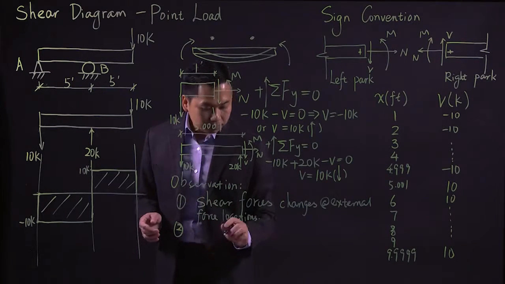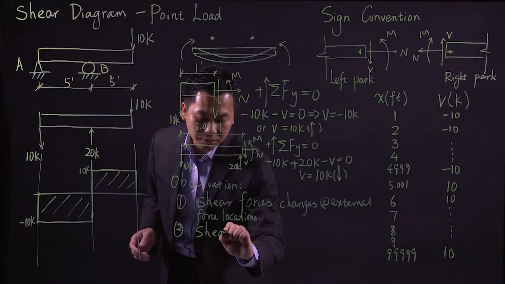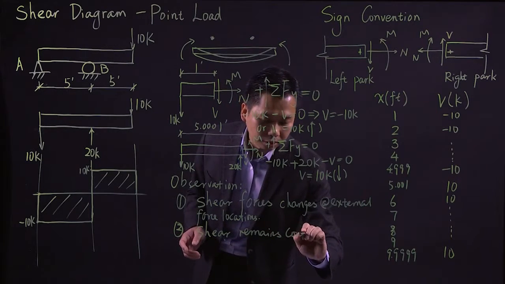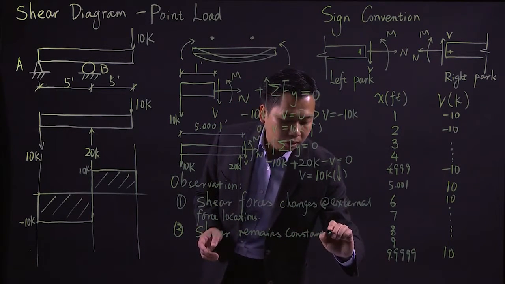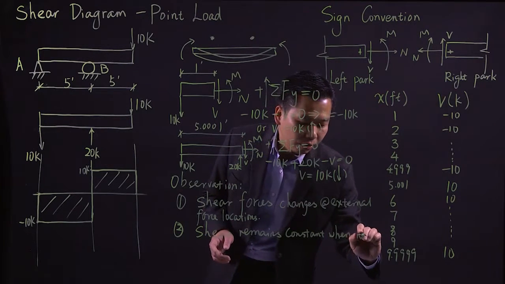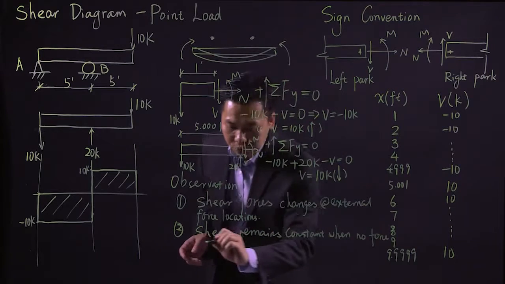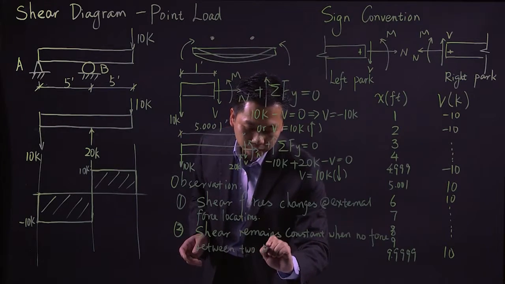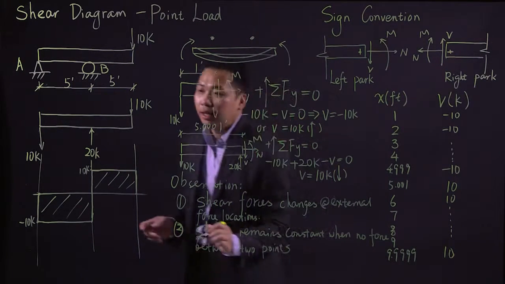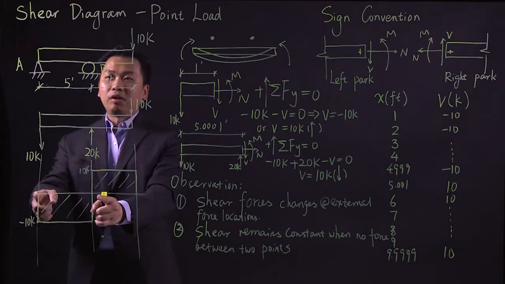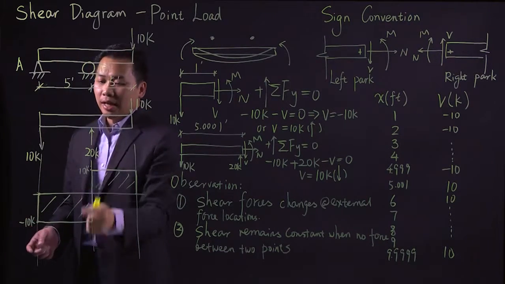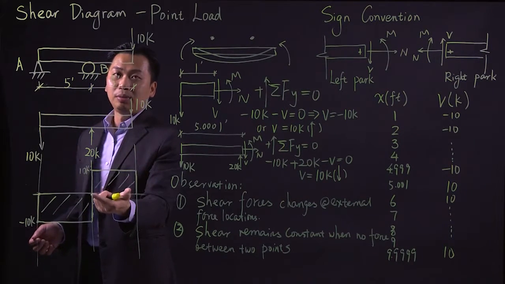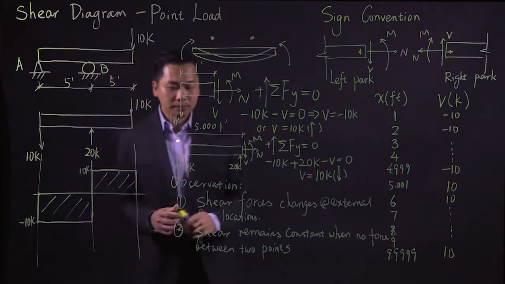The second point is your shear is going to remain constant when there is no force between two points. If you look at our shear diagram, between point A and point B, we do not have any force in between. Therefore, your shear stays constant all the way. The same thing between point B and the external force location.